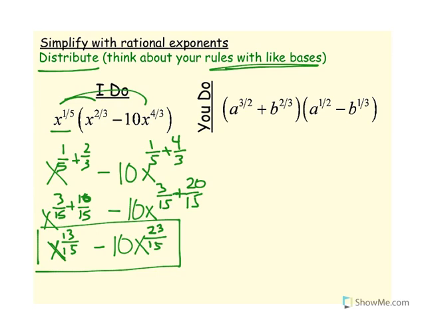This is going to be just like foiling with your distribution. You're going to multiply those two, and then those two, and then see if there's any exponents with the same base that can be combined. When you're ready, unpause and check to see how you did.